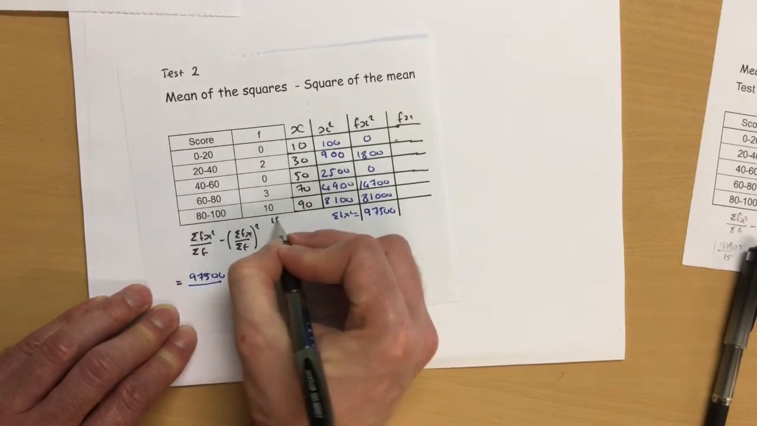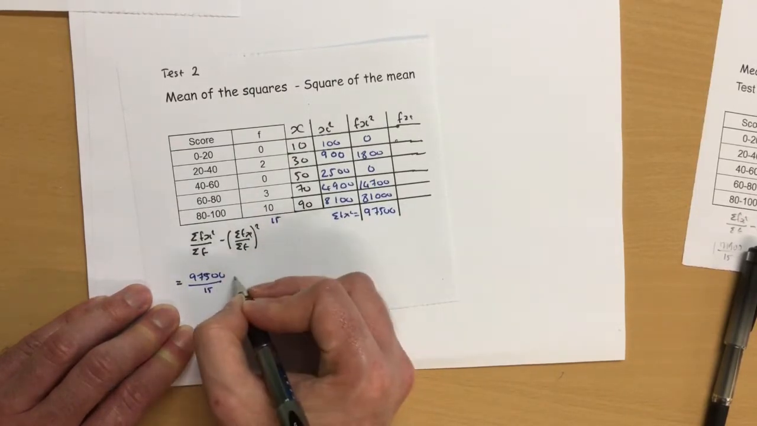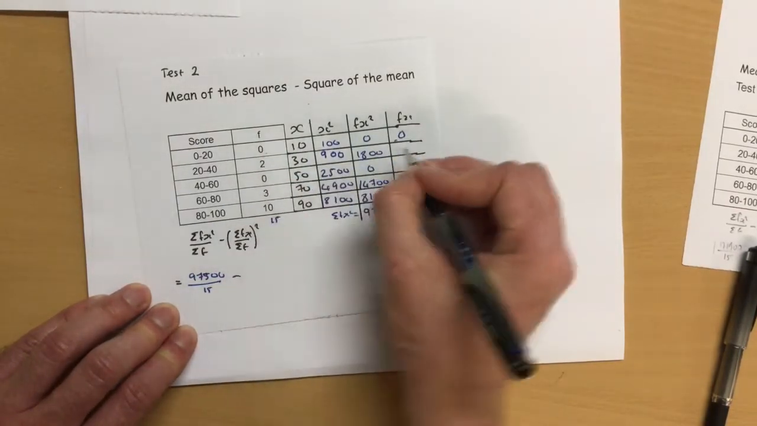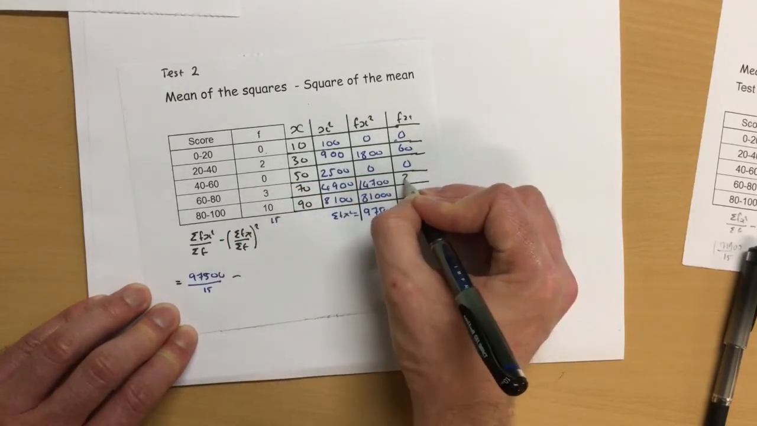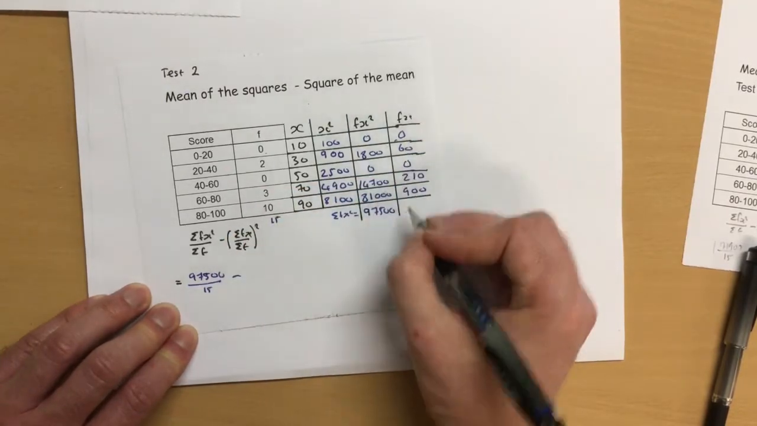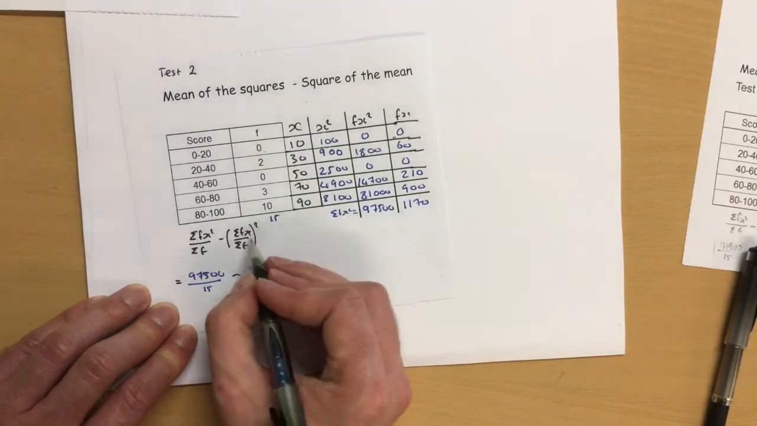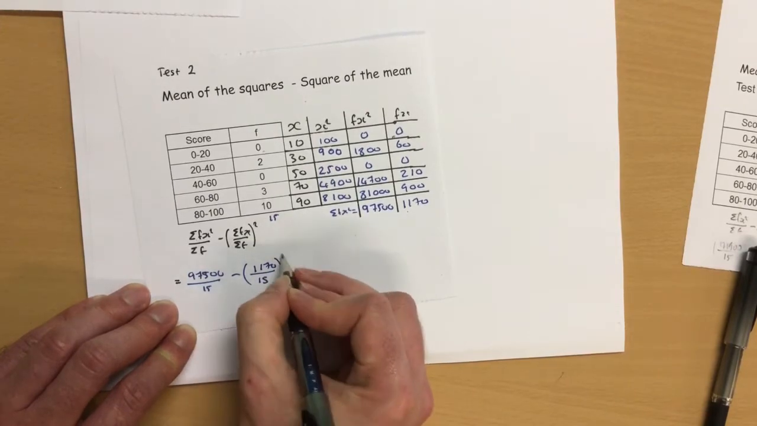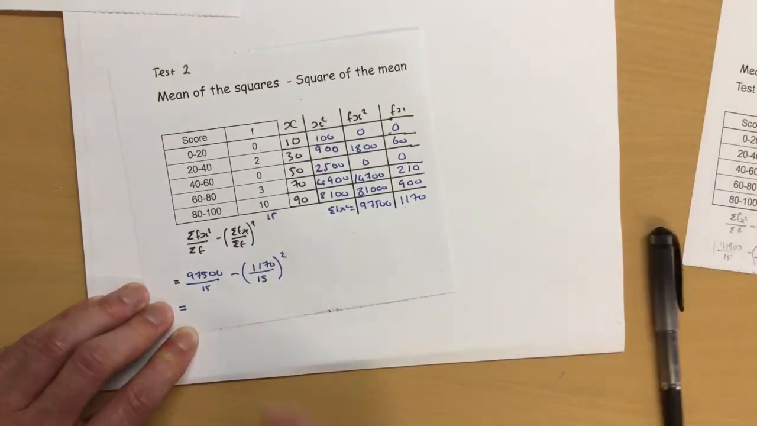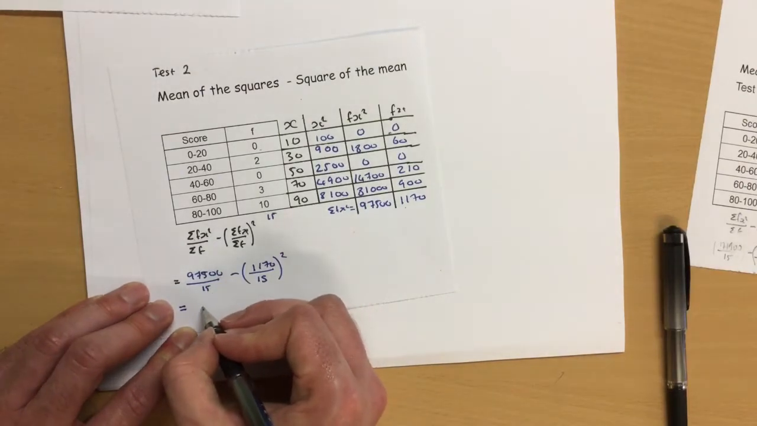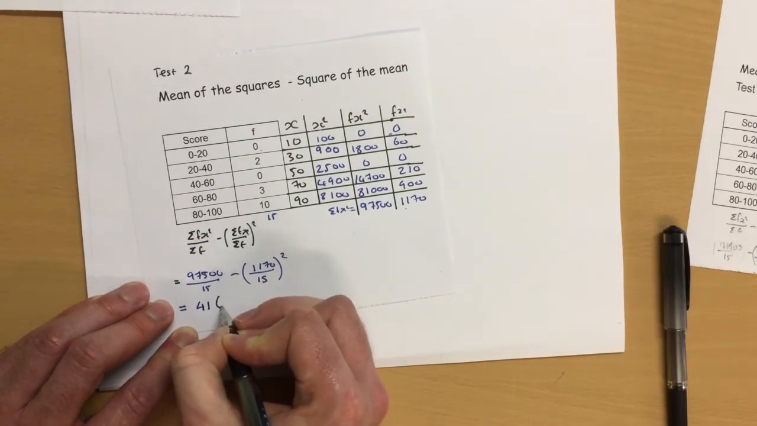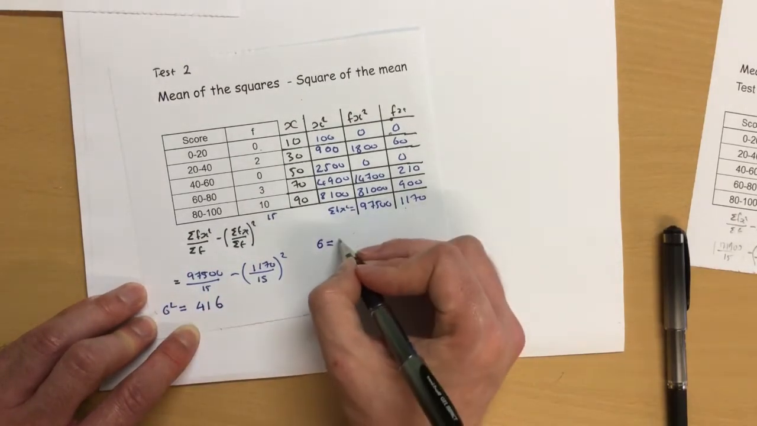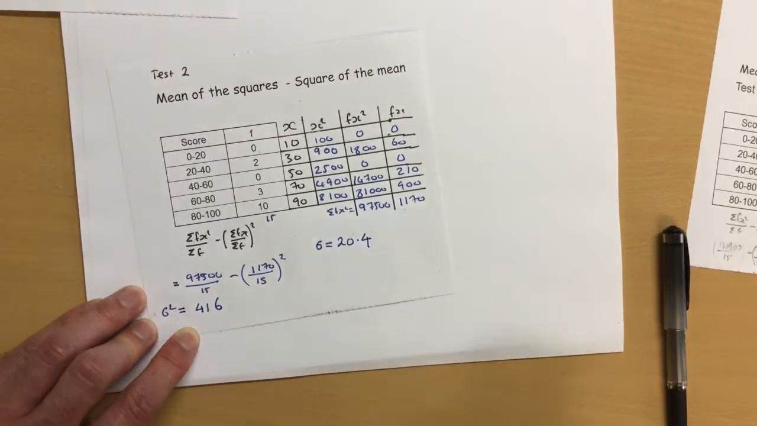So the sum of those over the total frequency, which is again 15 students, and subtract from that the mean. The mean was the frequency times the midpoint, which is 900, which sums to 1,170. So you're going to have the total over the total frequency squared, which gives us, surprisingly, a variance of 416 and a standard deviation of just 20.4.